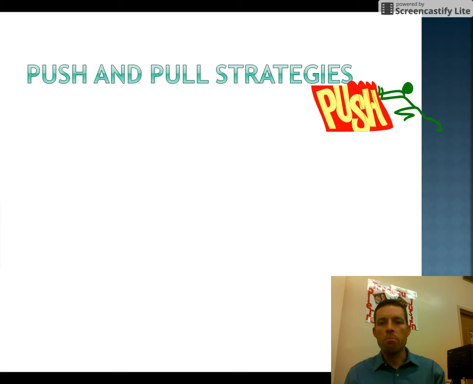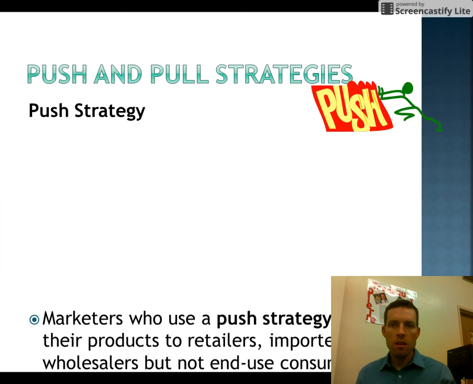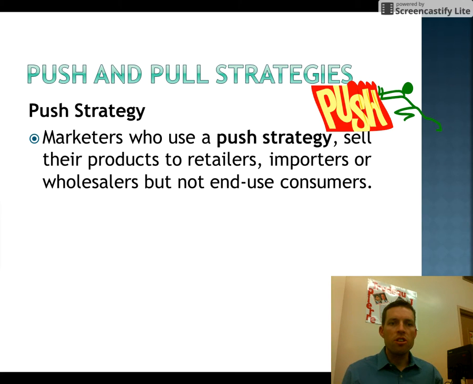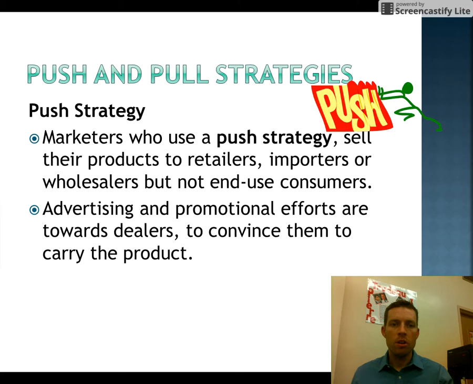Okay, now we're into push and pull strategies of marketing. So first, the push strategy. Marketers that use a push strategy are selling their products to retailers, importers, or wholesalers, but not to the end user consumers. All their advertising and promotional efforts are aimed at those dealers to convince them to carry the product. So they may offer different sales incentives at the retail level, offering points or rewards for the number of items sold to the end user, or they might have different promotions at the retail level.